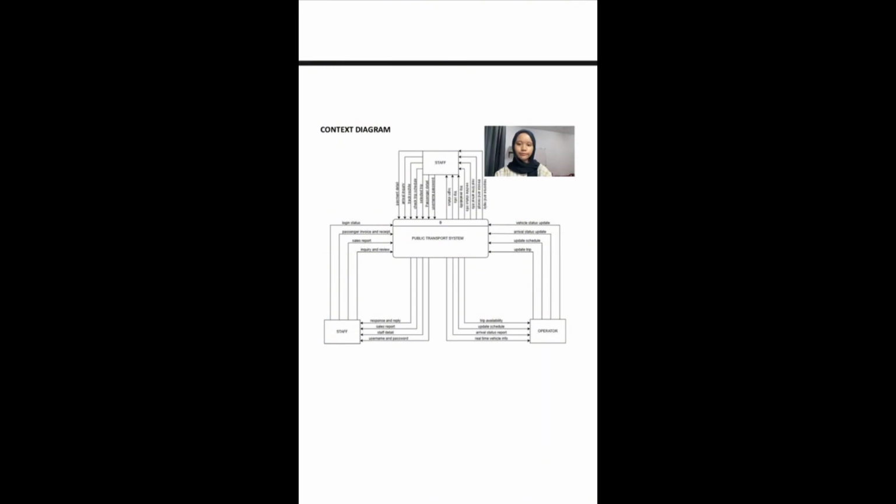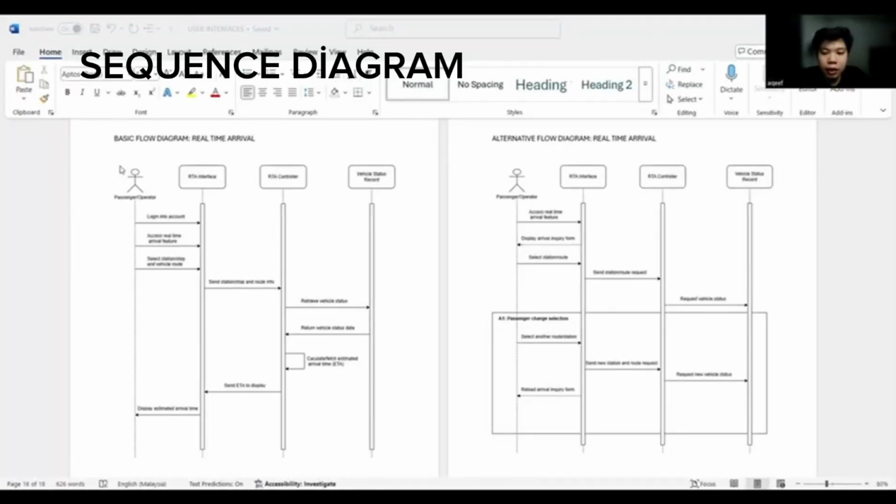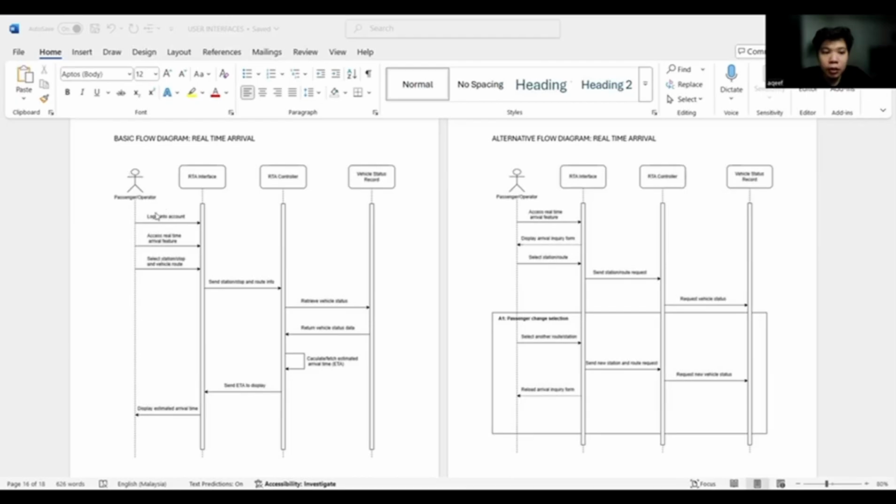In the basic flow for real-time arrival, users must log in to their account. After that, they select their own station or route from the available list. The system will then retrieve the real-time status of the vehicle. Once the status is obtained, the system calculates the ETA for that particular route. Then this ETA will be displayed to the user.